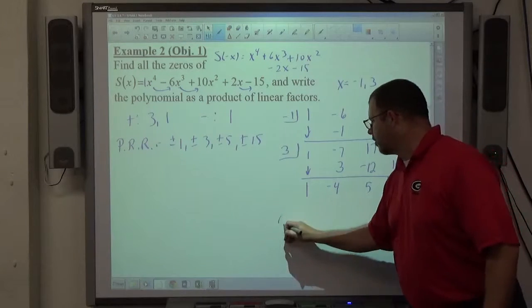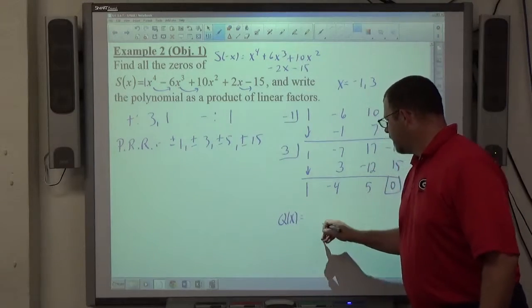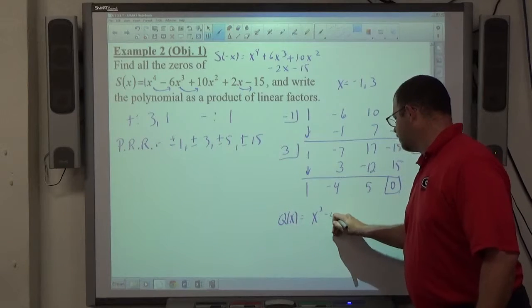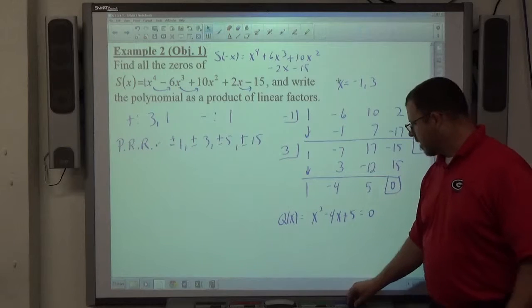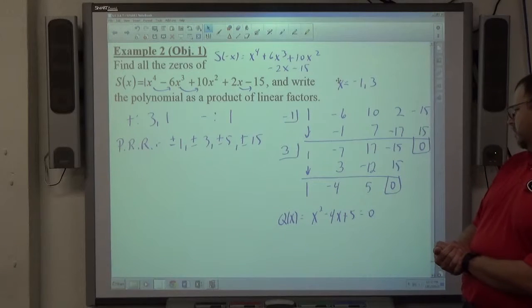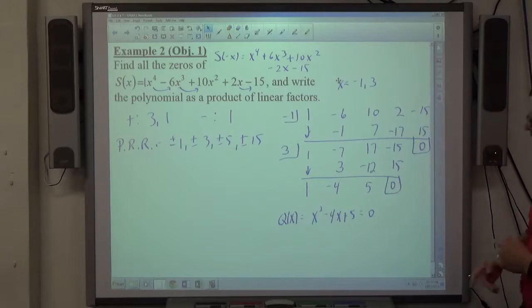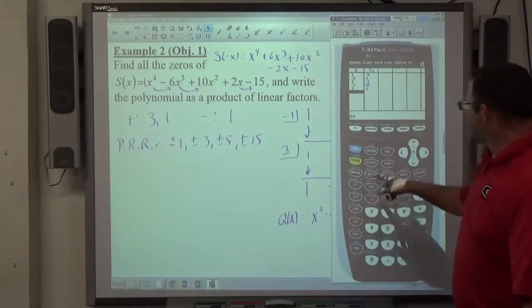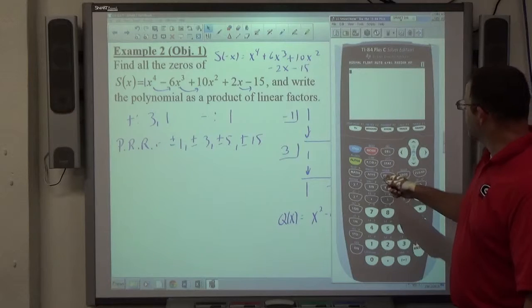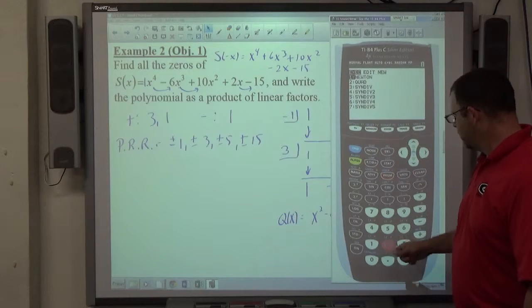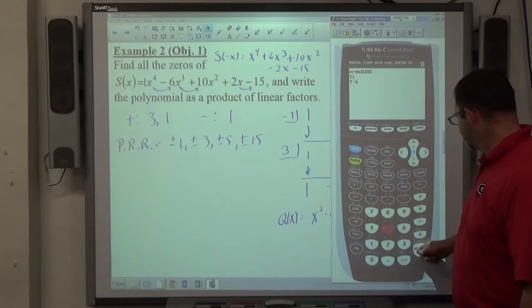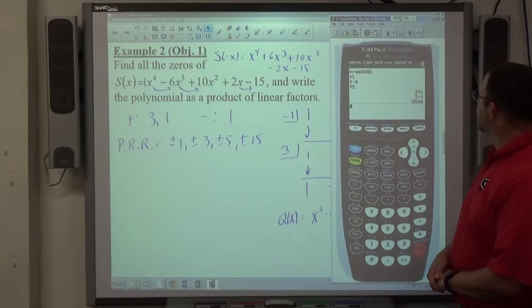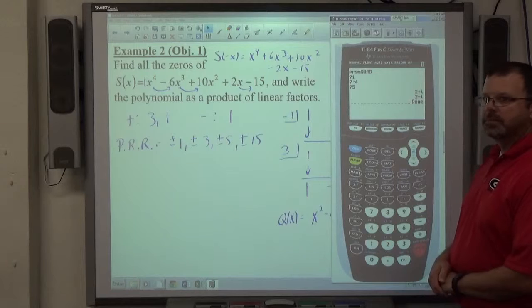The reduced polynomial q of x is going to be x squared minus 4x plus 5. We want that equal to 0. Okay, does it factor? No, it doesn't, because it had to be minus 5 to factor. So here I'd probably use my quadratic formula program. So I'll go to my programs, choose quad, and my coefficients are 1, negative 4, and 5. And it results in 2 plus i and 2 minus i.